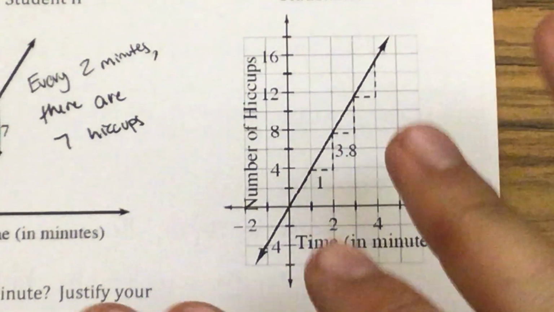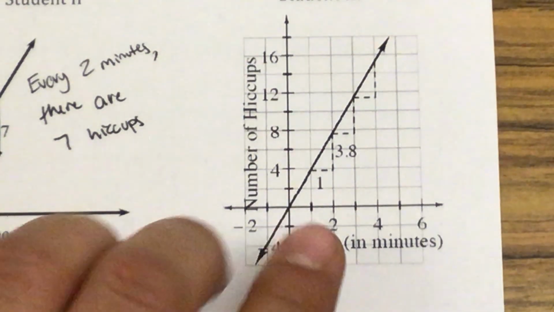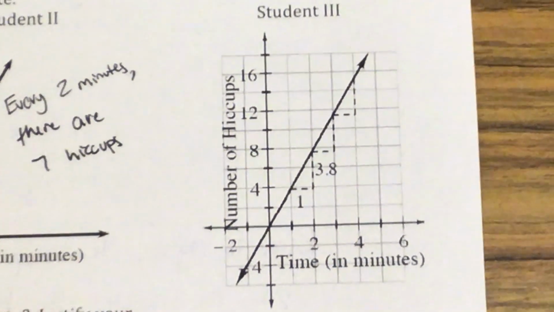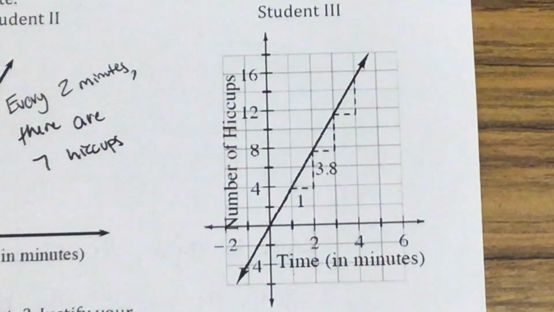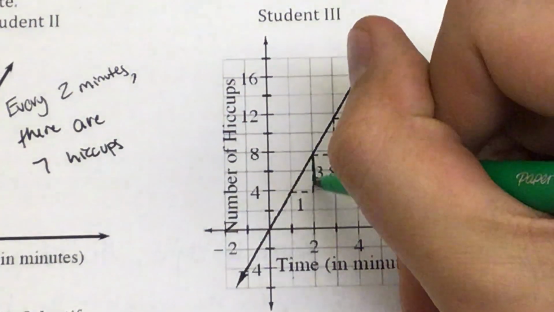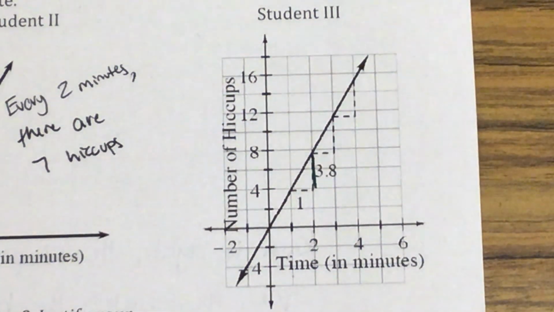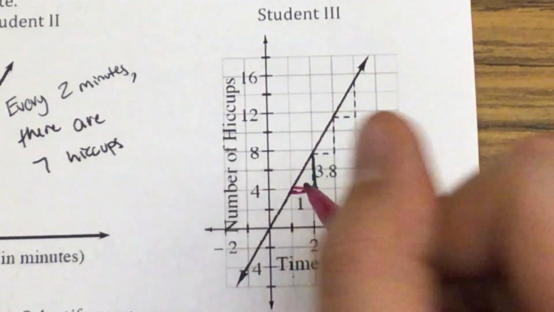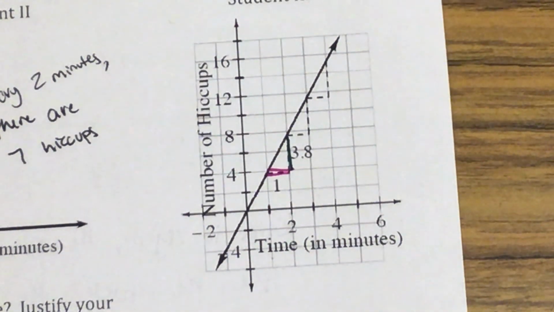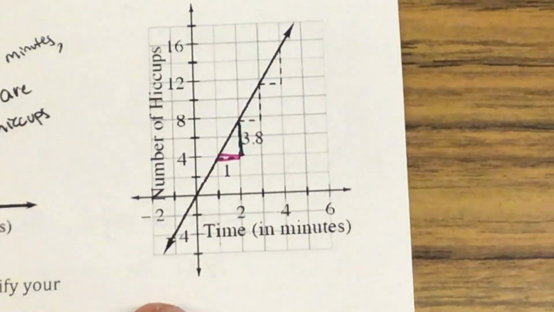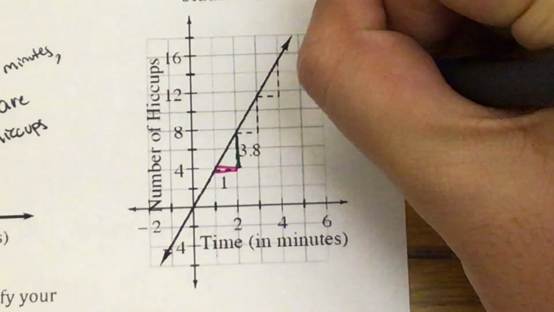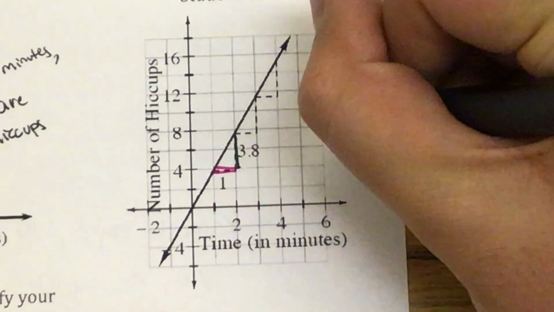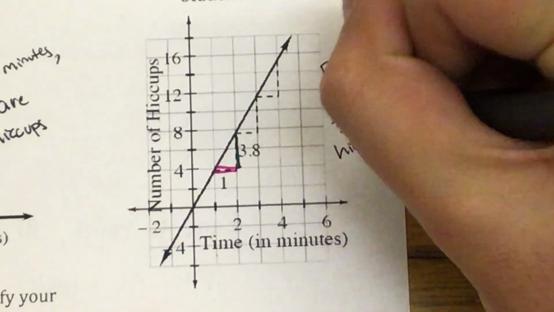All right, here's another growth triangle. But look, it tells you that's 3.8. So every one, oh, look at that. I just got grain on my hand. For every 1 minute, how many hiccups? 3.8. I'll write that down. Every 1 minute, 3.8 hiccups.